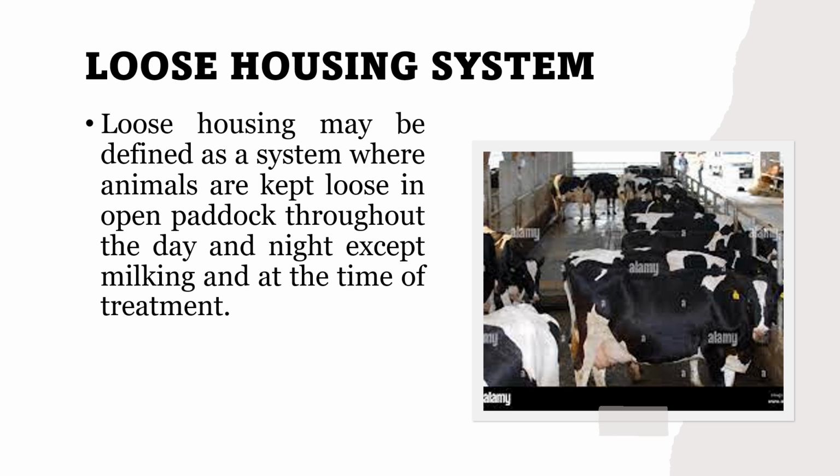Loose housing may be defined as a system where animals are kept loose in an open paddock throughout the day and night except at the time of milking and at the time of treatment. Common feed manger and water tank are provided. The dairy animals are fed with concentrates at milking time. Milking is done in a separate milking barn in the loose housing system, in which cows are secured at milking time. Half walls or plain wire fences of convenient height enclose the open paddock. In this picture, we can observe the animals are kept loose without tying them with chains in the loose housing system.